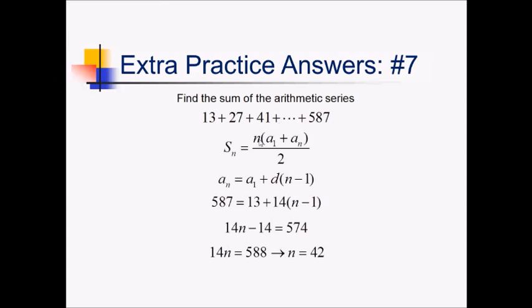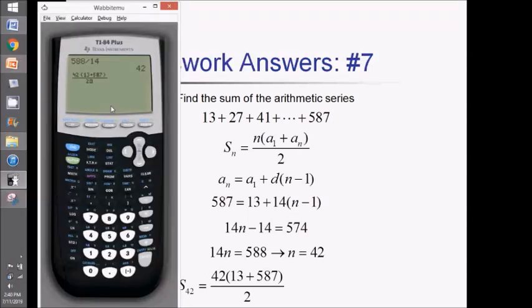So I can now write 42 times (13 plus 587) all over 2. And I'll just use a calculator on this. All of that comes out to 12,600.